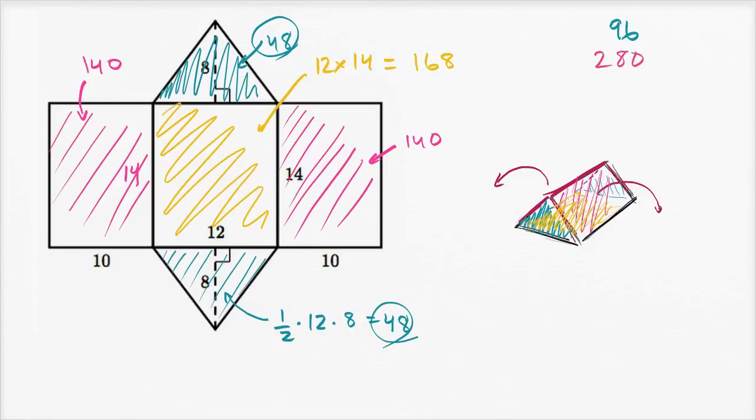And then you have this base that comes in at 168. Let me do that same color. 168. 168. Add them all together, and we get the surface area for the entire figure.